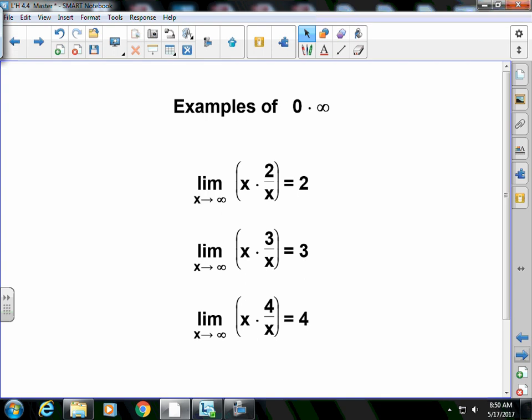So here's an example to see why 0 times infinity isn't necessarily 0. If I evaluate this as x approaches infinity, this becomes an infinity, and that becomes a 0. Well, it's not. The limit of this thing is 2. Why? Because these x's would cancel each other out. I still have to do the algebra. And then you see the next two, they're the exact same examples.